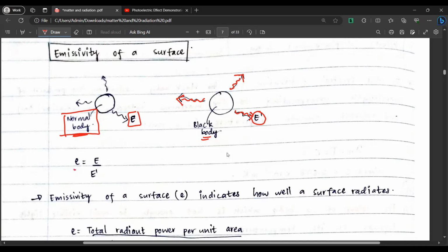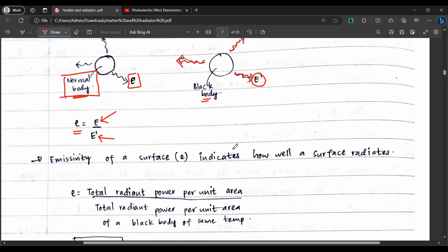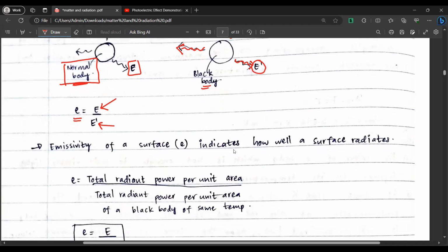So, the emissivity of a body is a comparison between what this normal body emits and what a black body can emit. Okay, so here, emissivity of surface E indicates how well a surface radiates. That is obvious, right? So what we have to do is look at the definition properly. Both the definitions, emissivity and absorptivity, are slightly different.